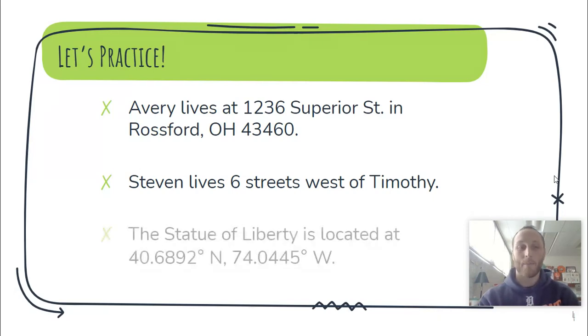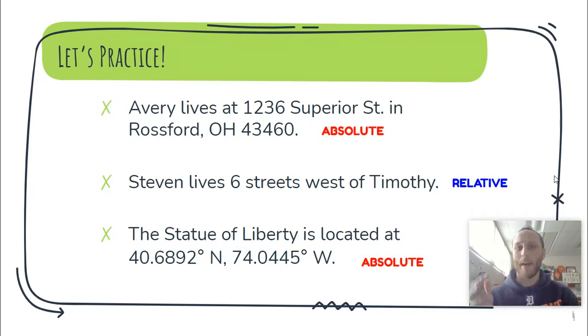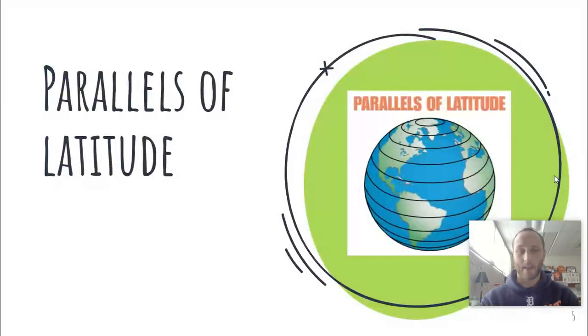And then the last one. The Statue of Liberty is located at 40.6892 degrees north, 74.0445 degrees west. Is that going to be absolute or relative? Well, that one's definitely an absolute location because I'm giving you an exact coordinate using latitude and longitude. So when we're talking about latitude and longitude, we're mostly talking about exact points on Earth, or absolute location in this case.